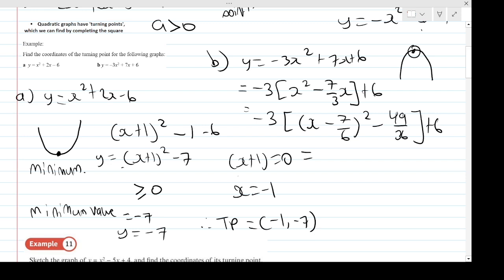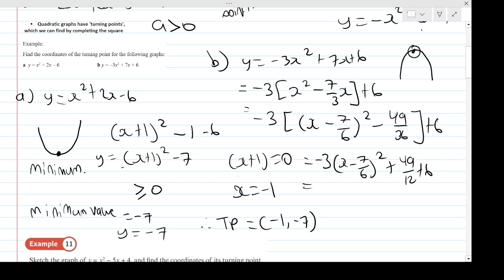Then I'm going to bring out the minus. I'm going to times -3 to expand the bracket. So I'm going to get -3 lots of x -7 over 6 all squared. Then I'm going to times -3 with -49 over 36, and that's going to get me positive 49 over 12. Add 6.